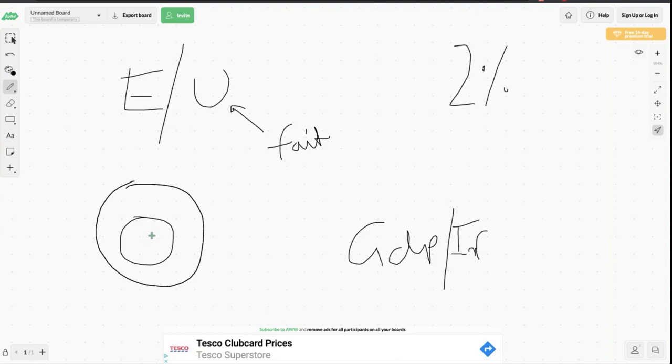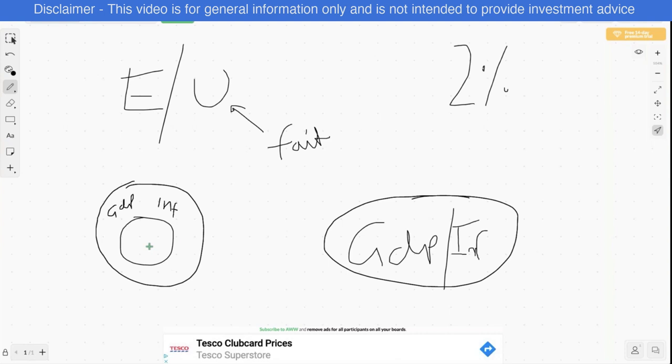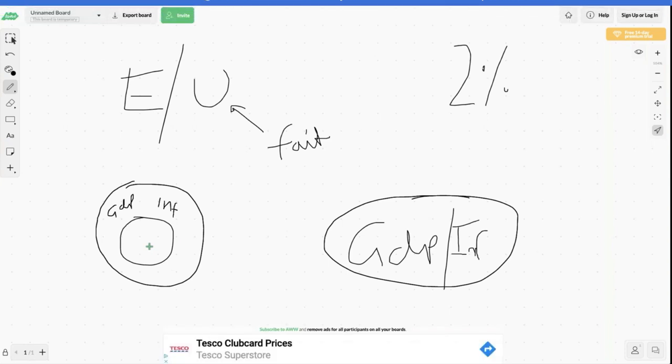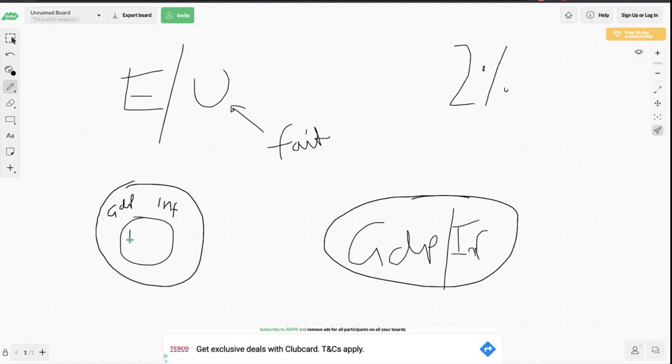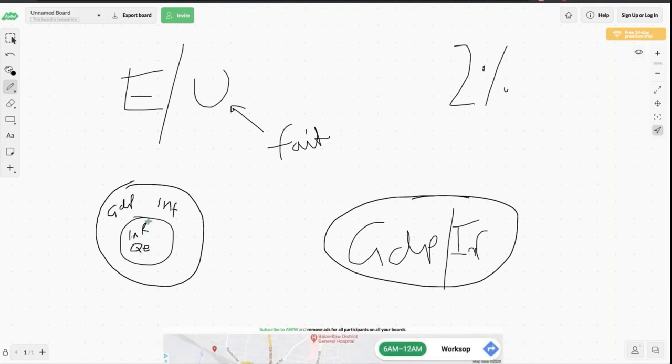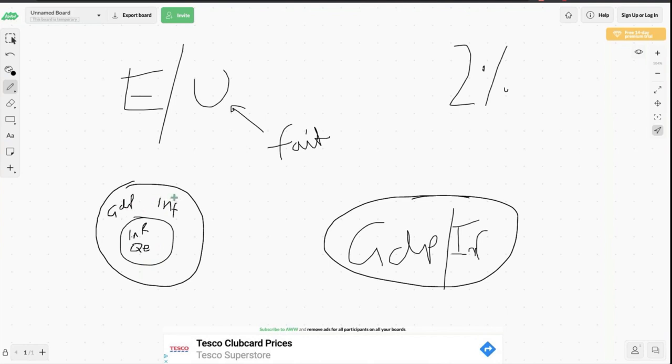Now, the point is that GDP and inflation are, in a central bank's world, outside of their control, right? So GDP is here and inflation is here. But what is within their circle of control? Anyone? What is within this circle of control? Exactly, interest rates, right? So monetary policy: interest rates, quantitative easing, stimulus, bond buying, all of that stuff, whatever they want to call it. And this is outside of their circle of control.